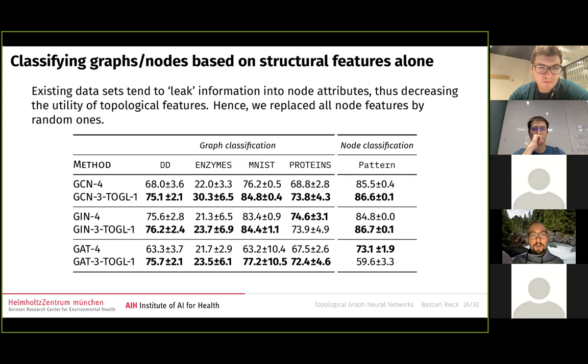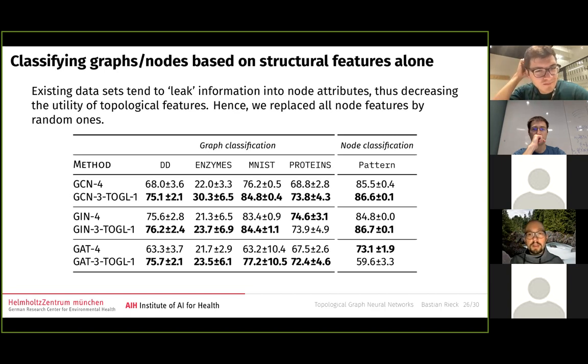What happens if we actually take some existing data sets and we remove the node attributes and replace them by random node features? That way, we ensure that the node features don't leak information about the topology into the, well, into the graph itself.